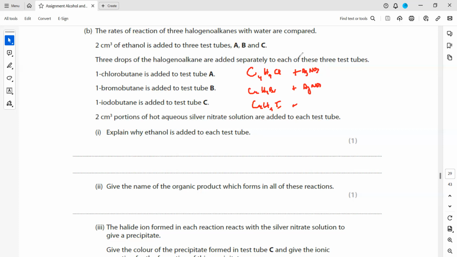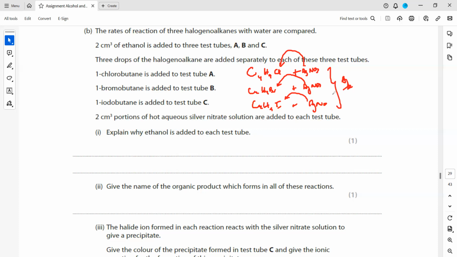Aqueous is there, water is there. So what will happen? Silver is combining with chlorine, bromine and iodine. This will form silver chloride, silver bromide, silver iodide. And what happened to C4H9? In each case, that will combine with OH from the water, because it is aqueous.